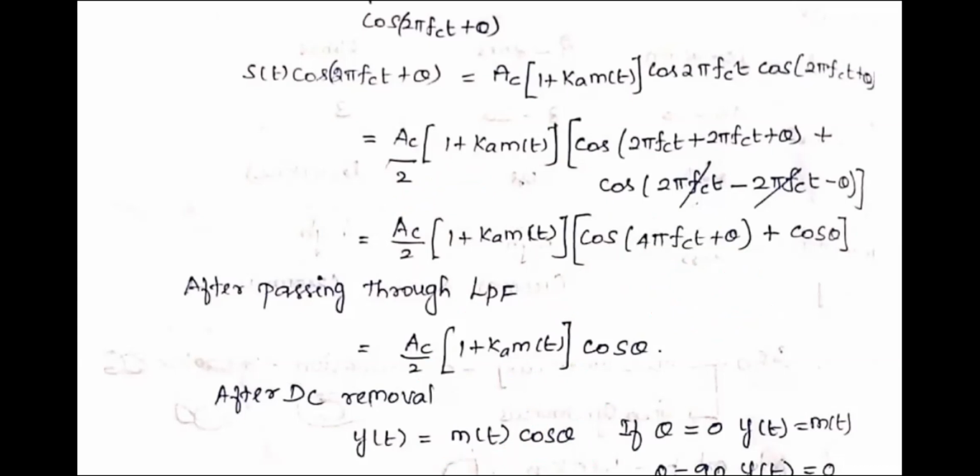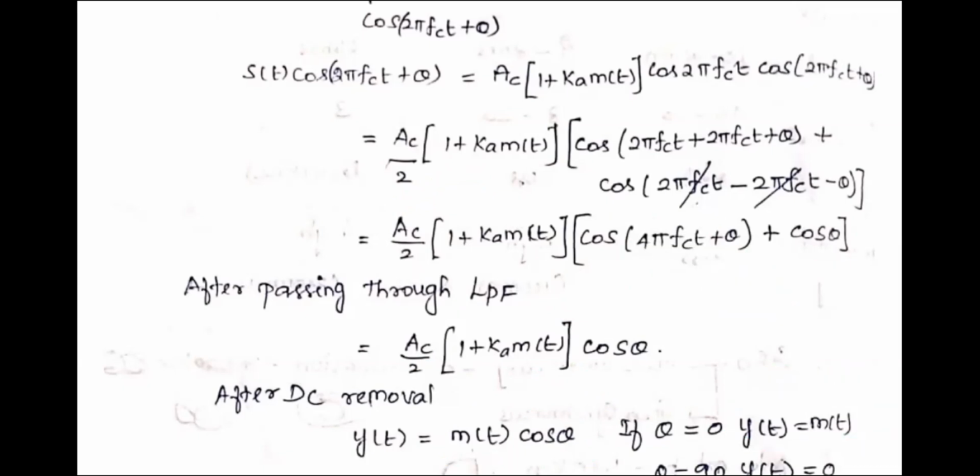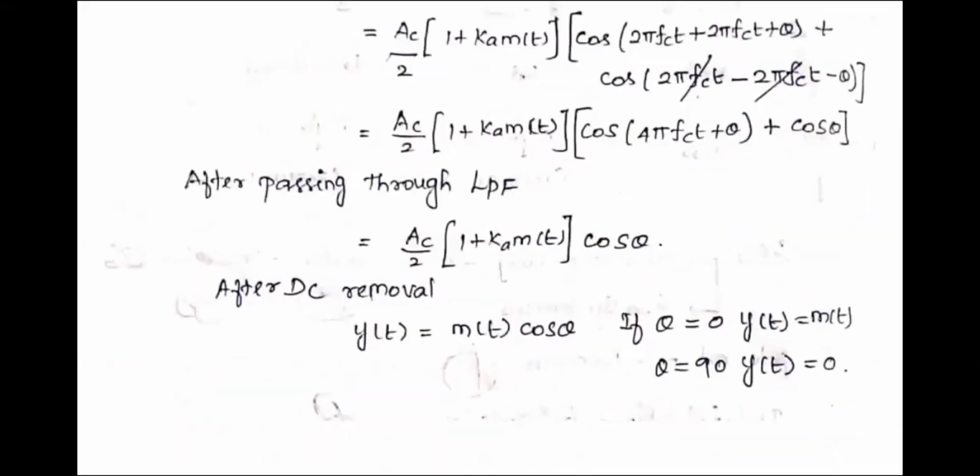Suppose theta is 0. Cos theta is 1, then there is no problem. y of t is equal to m of t. Otherwise, if theta increases, the worst case is theta equal to 90 degrees, then cos 90 is 0. Completely, you will not get any signal. There is no synchronization at the receiver side. So the received signal strength depends on the synchronization factor theta.